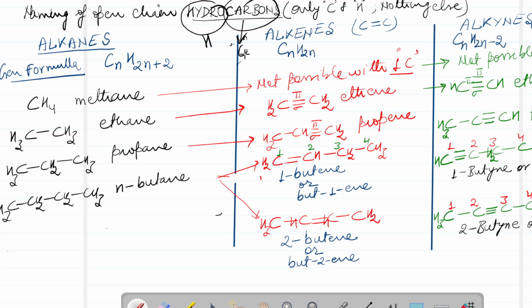Now for example, alkanes. Alkanes are hydrocarbons because they possess only carbon and hydrogen. The general formula of alkanes is CnH2n+2, right?